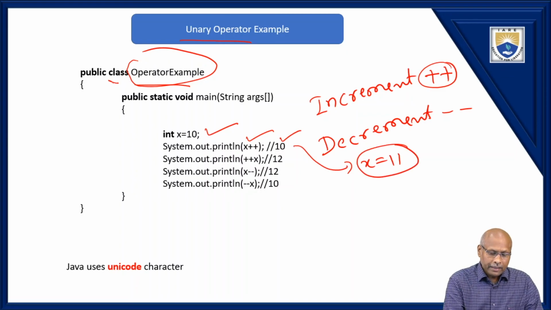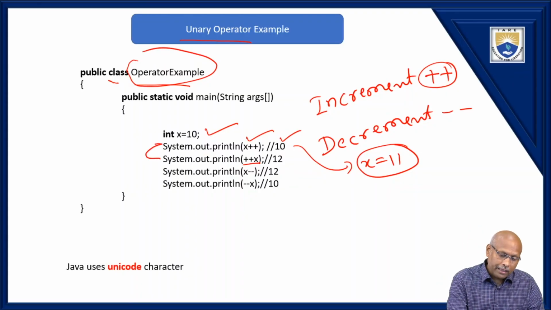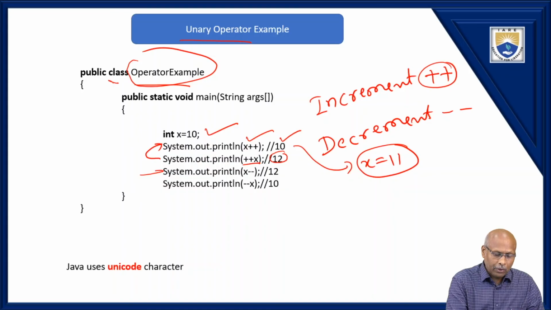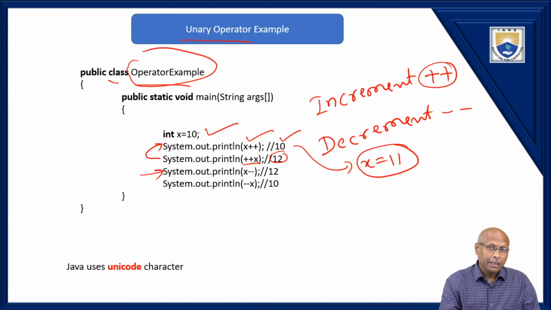Fine. Next, System.out.println plus plus x. That means it is pre-increment. Pre-increment says you increase the value and then print. Already in the previous statement, the value of x is 11. So here, plus plus x means first increment then print. So 11 if you increment, that becomes 12. Then come to the third statement. These are all interlinked, so the previous value will carry forward.